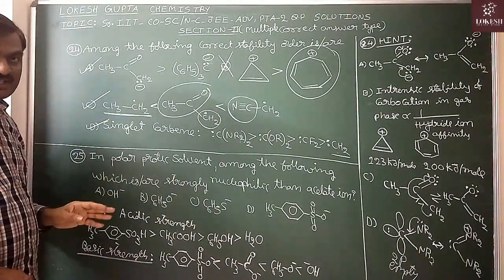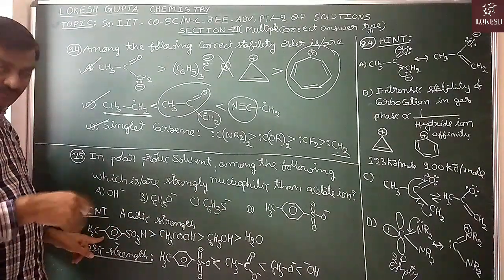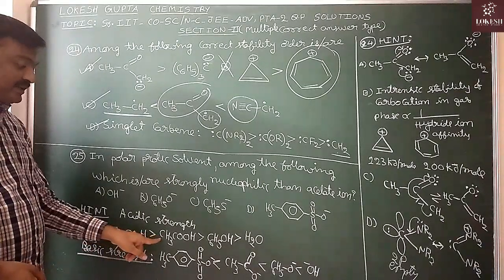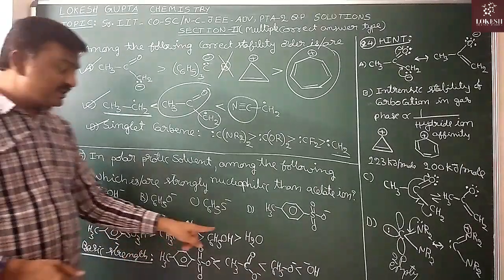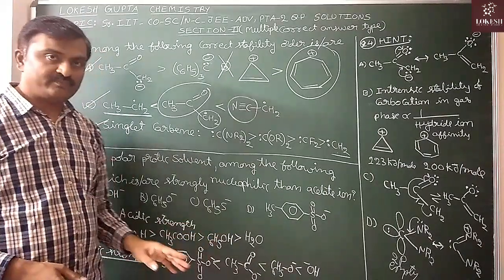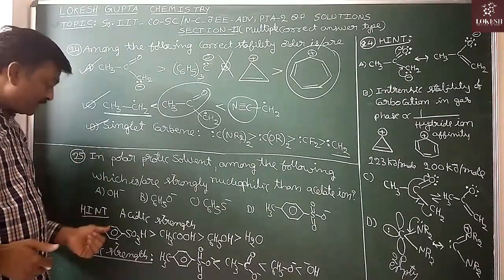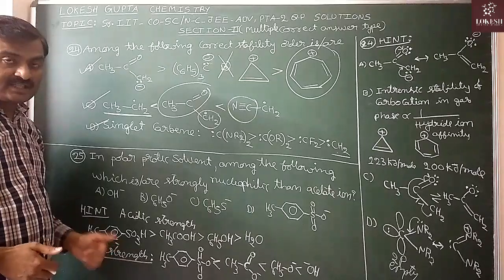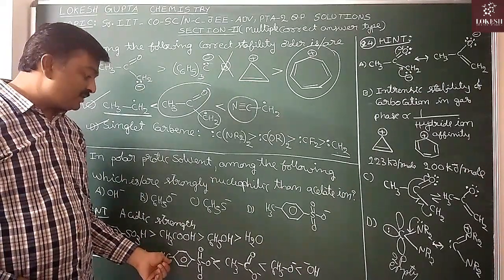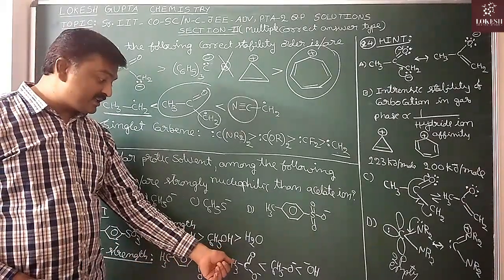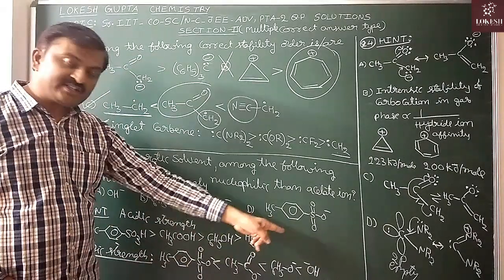First, let me compare their acidic strength. Among these, which one is more acidic? Sulfonic acids are more acidic. Next, acetic acid, carboxylic acids. Next, phenols. Next, water. Now, if the acid is strong, its conjugate base is weak. So the basic strength order is quite the opposite: paramethyl benzene sulfonate less than acetate ion less than phenoxide less than OH minus. It is the basic strength.